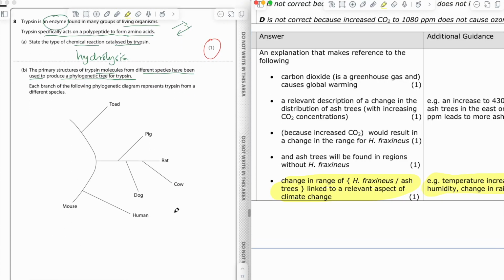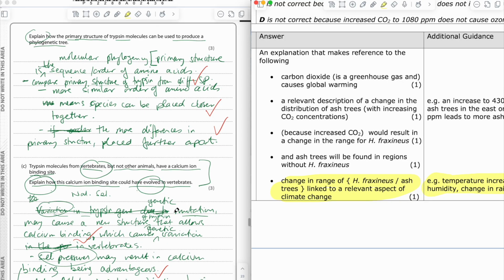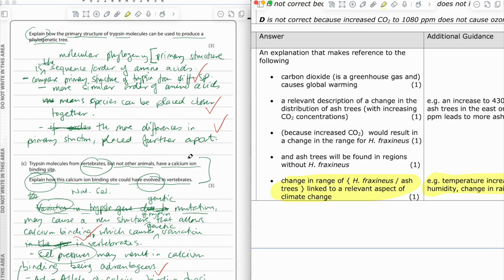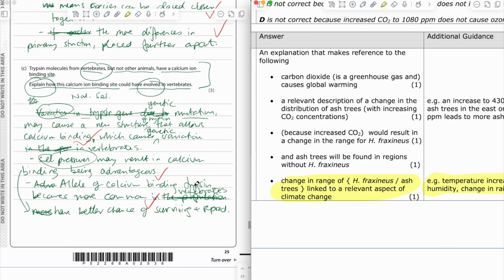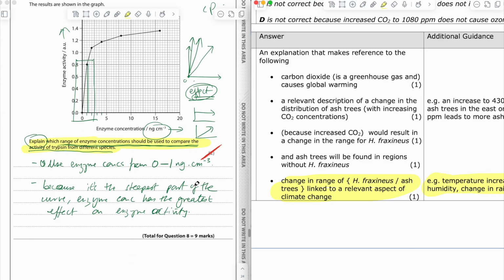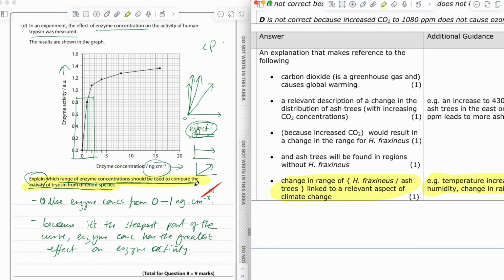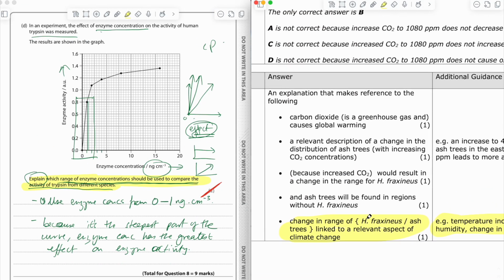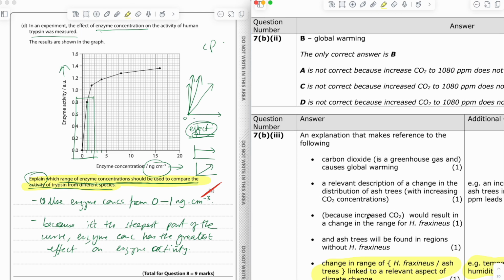All right, question 8 was mostly okay. Molecular phylogeny, I think, was fine. And then that was all right. This one, I just got that wrong. I basically got that wrong, and it's not the first time I've got this one wrong, actually.